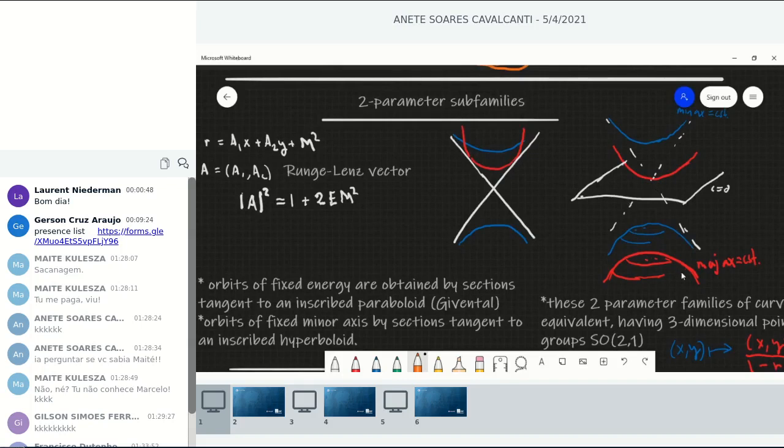This circle here represents the orbits at infinity, which in this chart d equals 0 are the planes tangent to the cone.